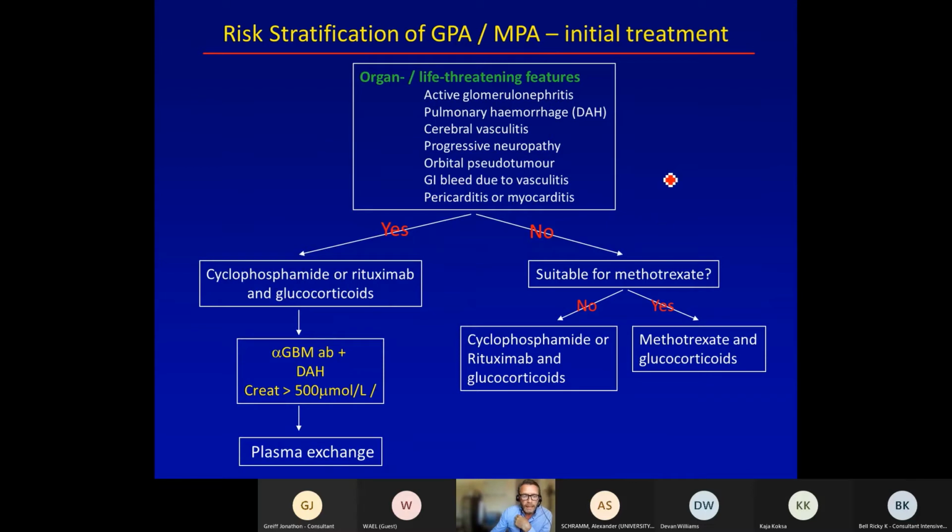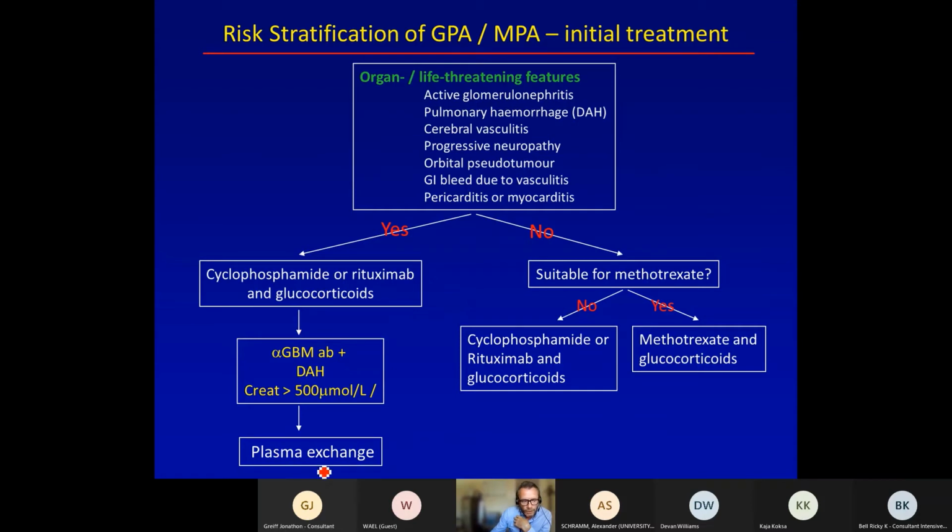So in terms of treatment, it's all risk stratified depending on how severe the disease is. If you have organ or life-threatening features at presentation, you clearly need to treat aggressively. So if you've got active glomerulonephritis, diffuse alveolar hemorrhage, cerebral involvement, neuropathic disease, orbital tumours, GI bleed, or cardiac involvement, you need to treat aggressively, because without aggressive treatment, these potentially are life-limiting. You need to come in with aggressive treatment with rituximab, cyclophosphamide, and glucocorticoids.